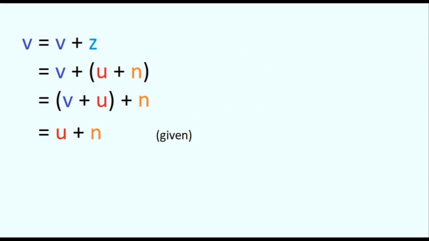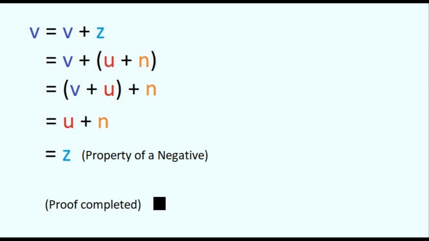It is given that v plus u equals u, since it is stated in the theorem, so we can use this to simplify the expression. We can simplify the expression again, so as to end up with z. So we have completed the proof that v equals z.